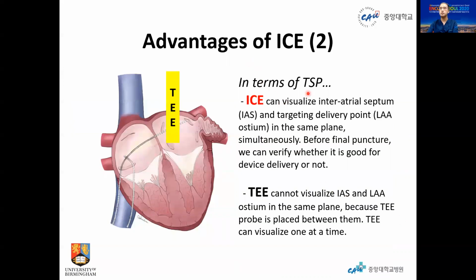In terms of transseptal puncture, intracardiac echocardiography can visualize the interatrial septum and left atrial appendage in the same plane. Therefore, we can verify whether our transseptal puncture site is good for device delivery or not. On the other hand, transesophageal echocardiography cannot visualize the interatrial septum and the left atrial appendage at the same time, in the same plane.